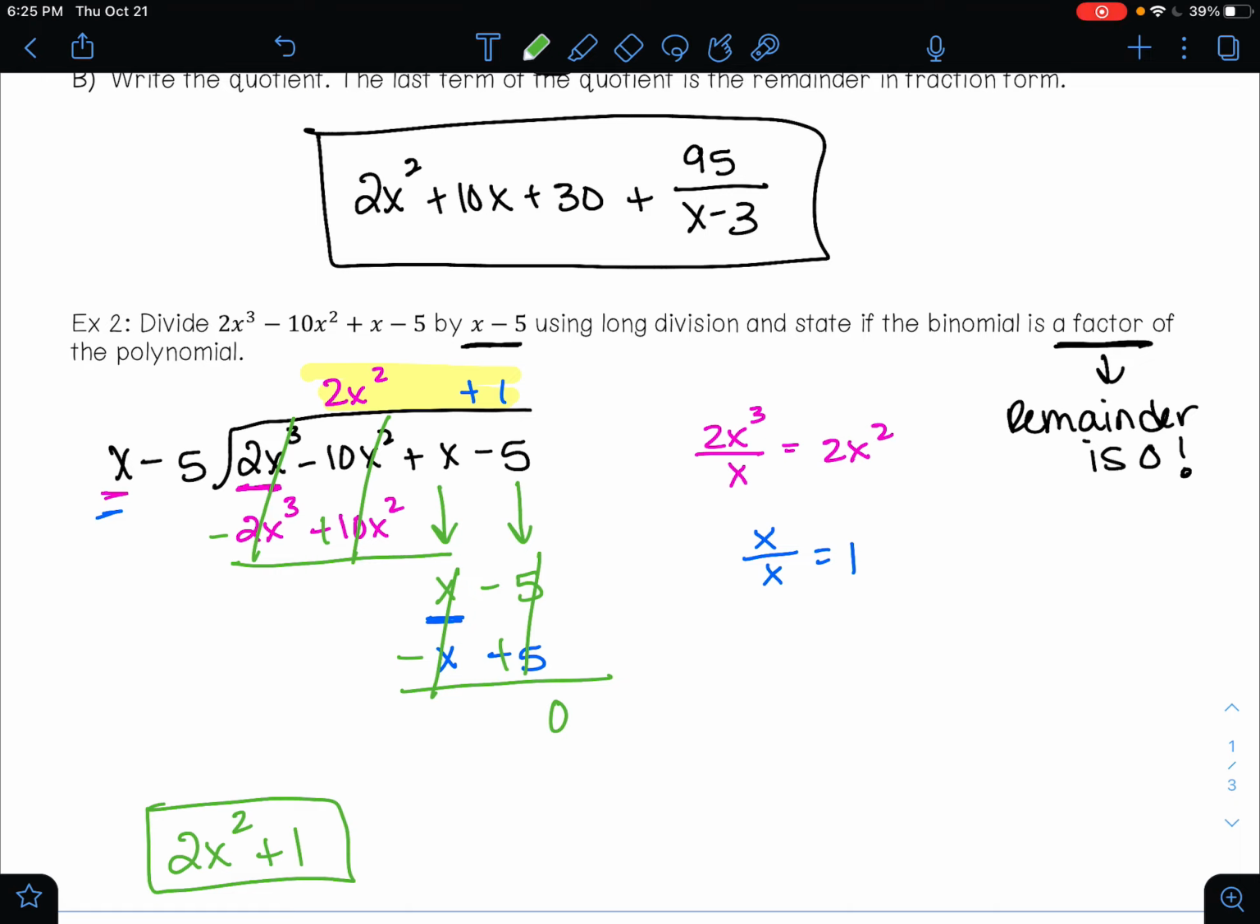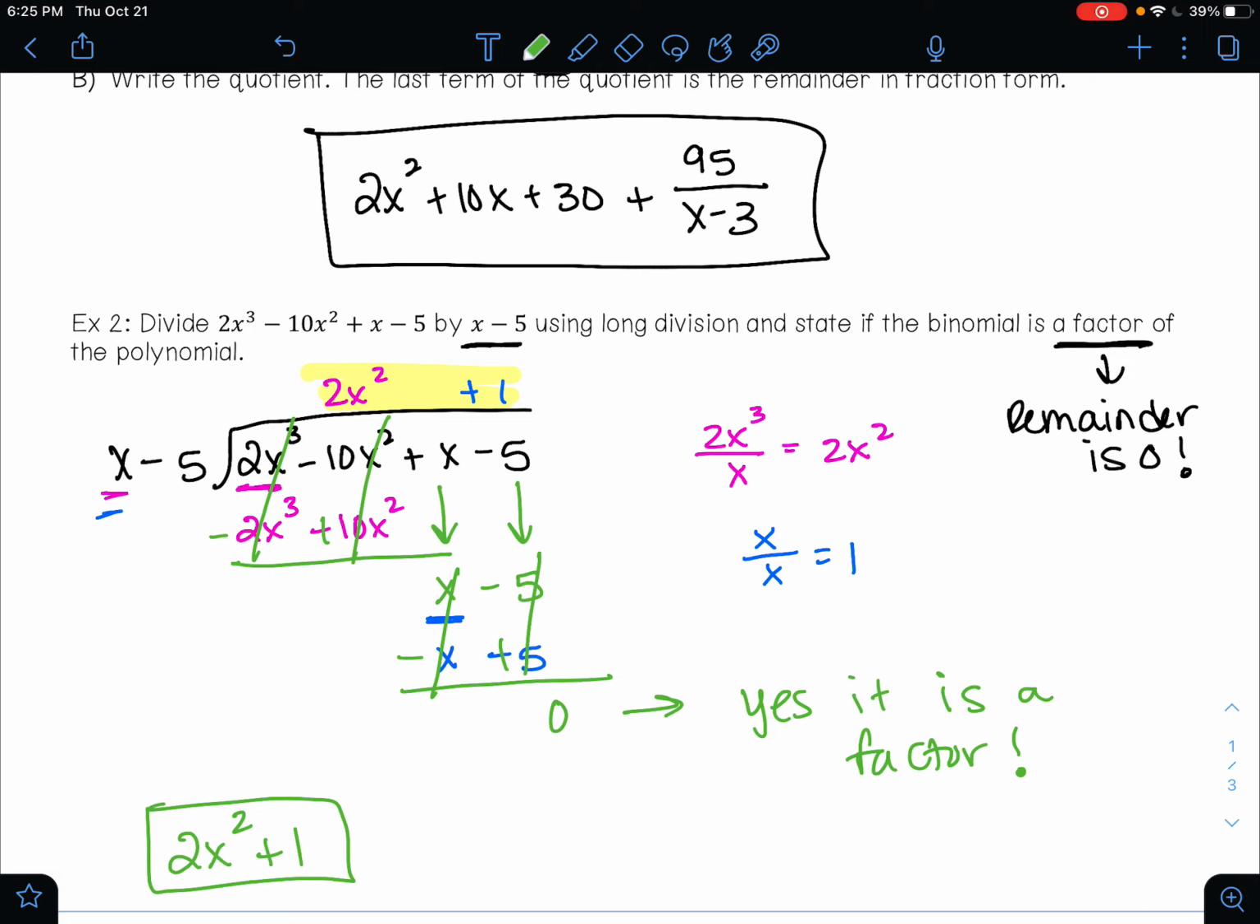And then we also want to know if this binomial is a factor of the polynomial. The answer is yes, it is a factor. And again, it's a factor when the remainder is 0. If the remainder is not 0, then it's not a factor because it didn't go in evenly. So this is polynomial long division.